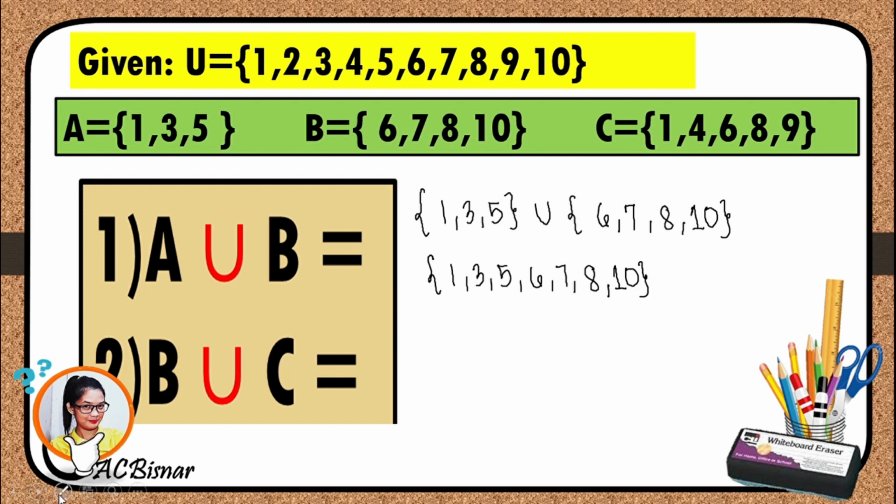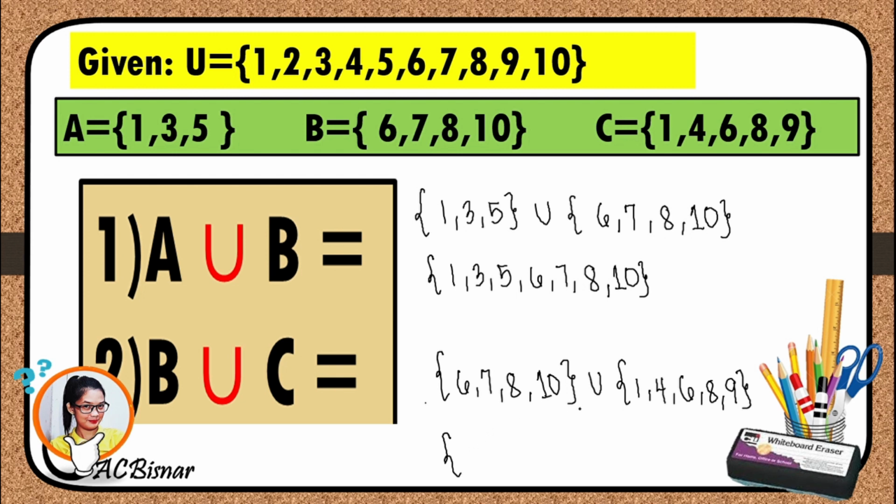Now, for number 2, find the union of B and C. To find the union of B and C, again, just simply combine the elements in B and in C. Now, let us write the elements in B. We have 6, 7, 8, and 10. And we're going to combine it with the elements in C, which are 1, 4, 6, 8, and 9. Well, in here, you're going to write your answer from least to greatest. So we have 1.